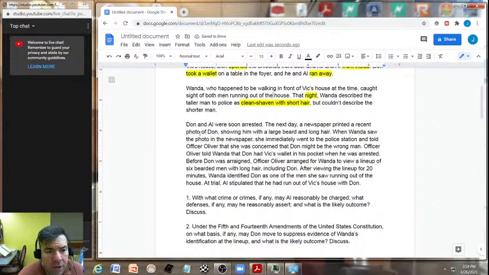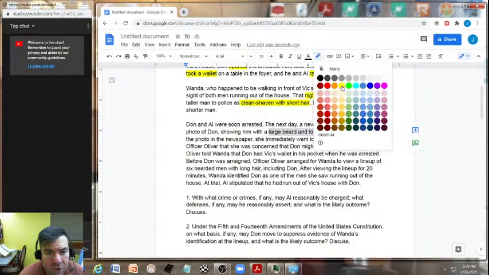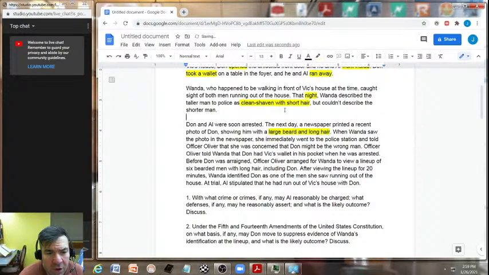Okay. Don and Al were soon arrested. The next day, a newspaper printed a recent photo of Don showing him with a large beard and long hair. Is that consistent with what she saw on the night in question? Not really. But when Wanda saw the photo in the newspaper, she immediately went to the police station and told Officer Oliver that she was concerned that Don might be the wrong man.